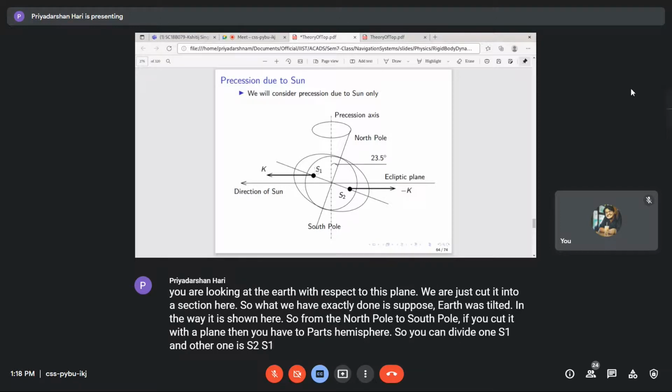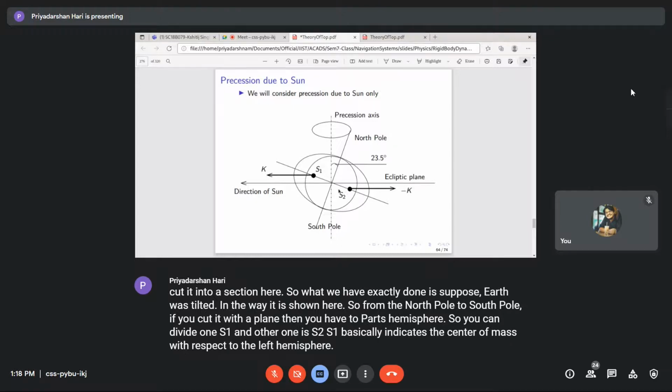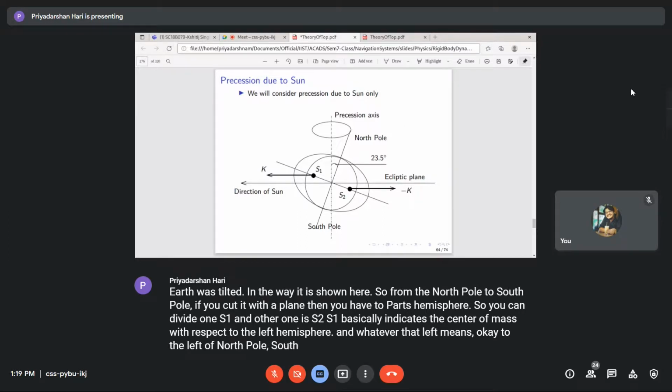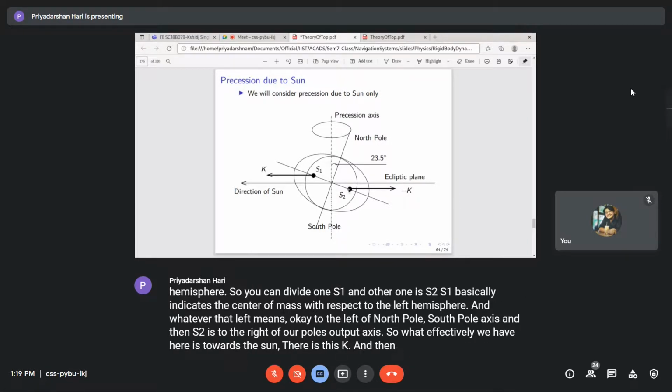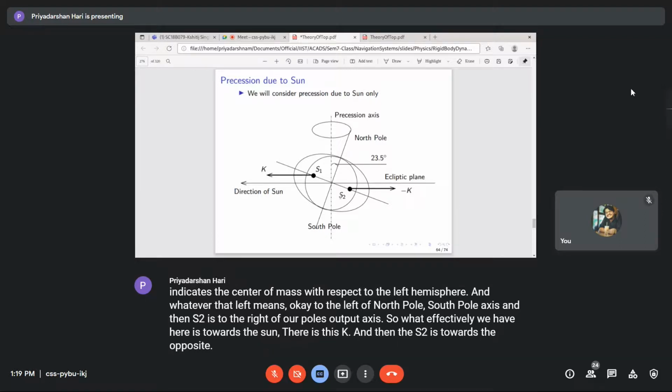S1 basically indicates the center of mass with respect to the left hemisphere, to the left of the North Pole, South Pole axis, and then S2 is to the right of the North Pole, South Pole axis. So what effectively we have here is, towards the sun there is this K, and then the S2 is towards the opposite side of the sun. I will just pause here, just think about this for some time.